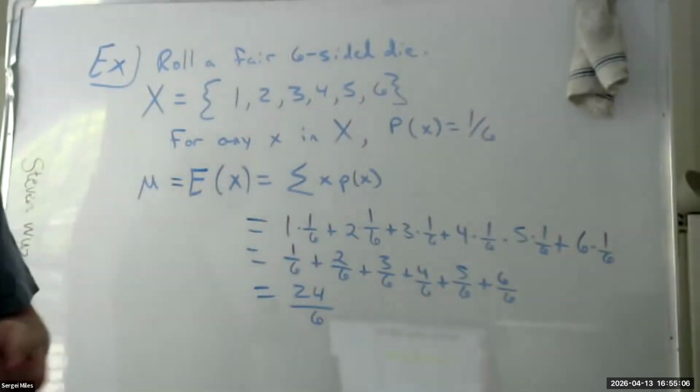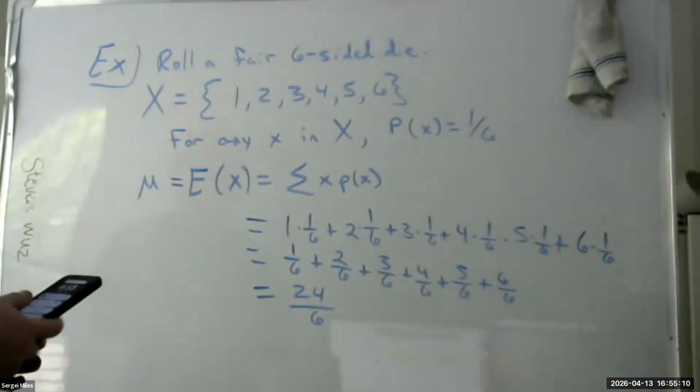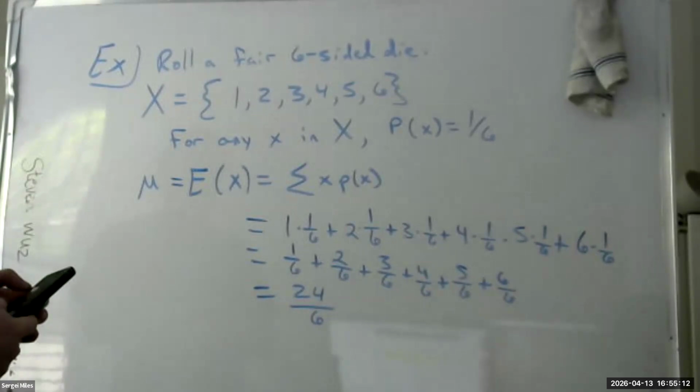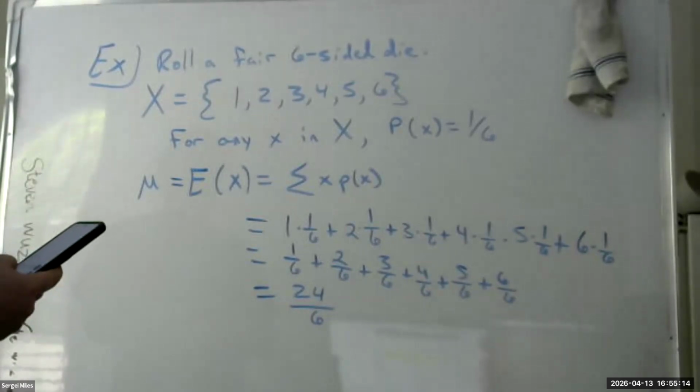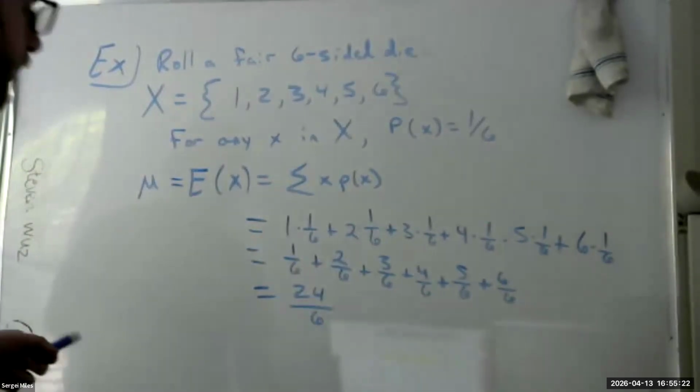Wait, hold on. I feel like I added something up wrong here. What did I do? Going to the calculator. 1 plus 2 plus 3 plus 4 plus 5 plus 6. Yeah, I did. I made a mistake here. You probably already caught this.